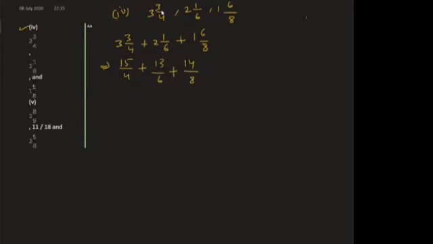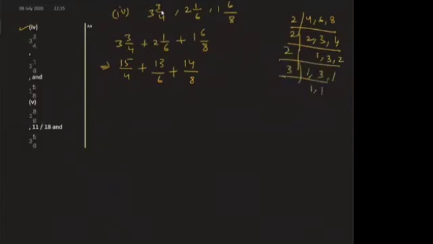Now find the LCM of 4, 6, and 8. 2 2s are 4, 2 3s are 6, 2 4s are 8. 2 1s are 2, 3 as it is, 2 2s are 4, 1 3 1, and now reduce by 3 to 1 1 1 you will get. Okay, so what is the LCM? 2 2s are 4, 4 2s are 8, 8 3s are 24. Okay, so the LCM is 24 now.